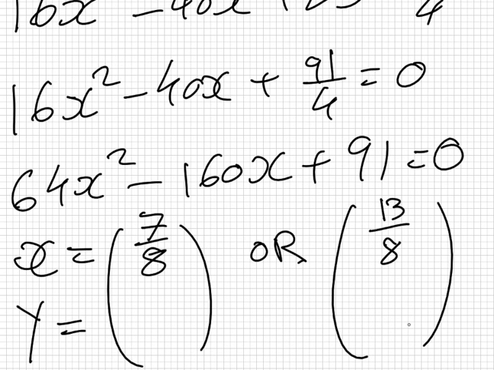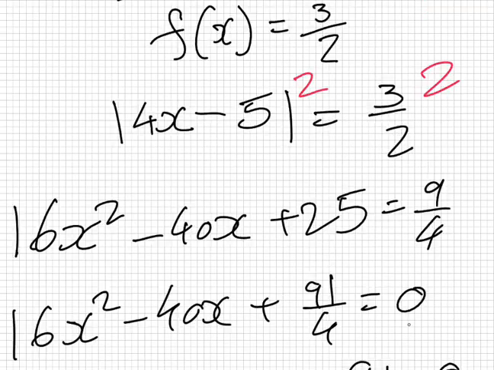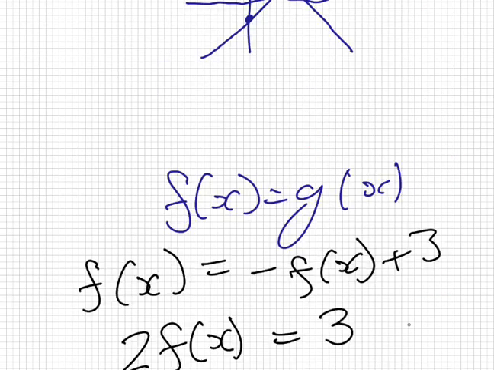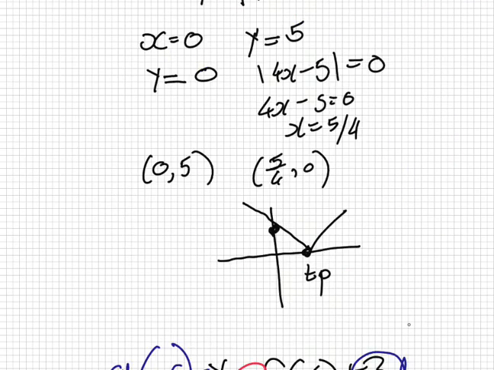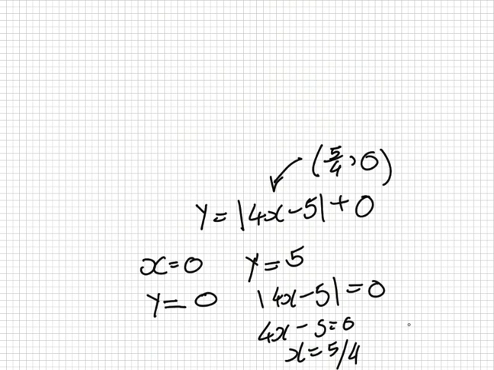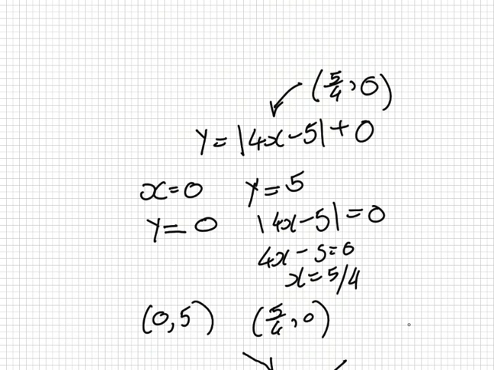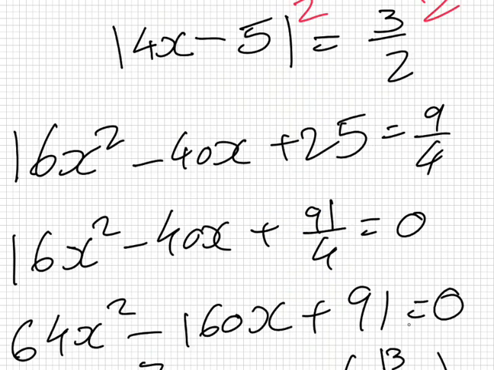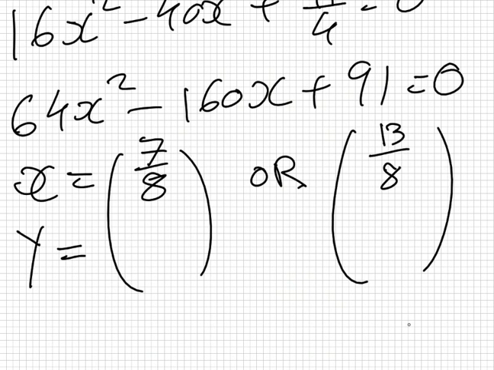So I would like you to take those two, put it into the f, and tell me what you get for y now. You know what to do, Abdul? Take these two x values and put them into the formula and give me the y. There's the formula. Absolute 4x minus 5.